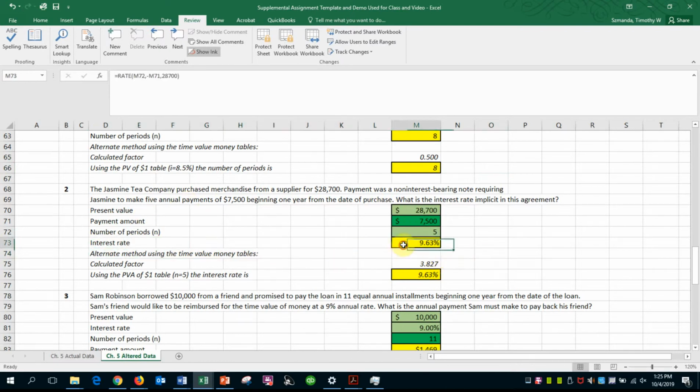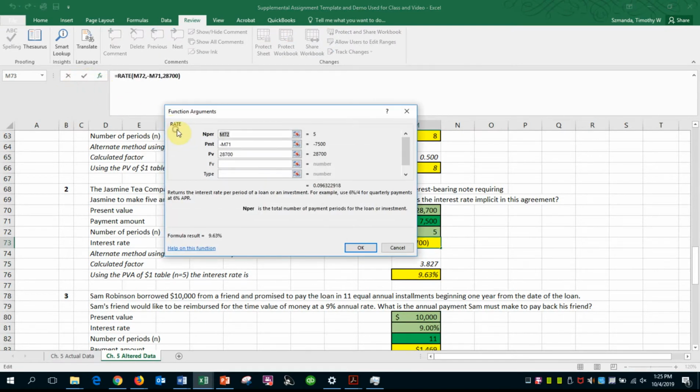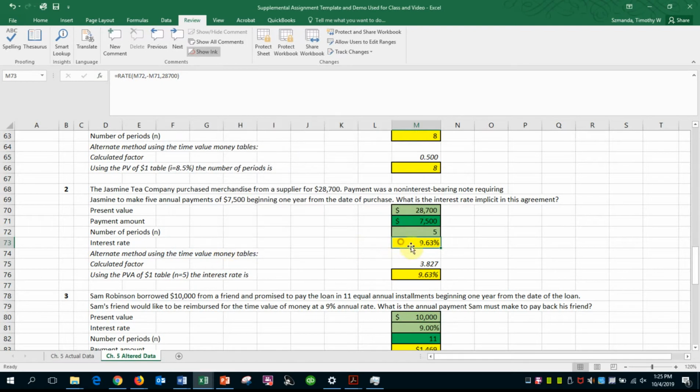So again, using Excel, there's a function called the rate function, R-A-T-E, when you're trying to find the rate. Enter the data as you have been in the past, and it'll calculate at 9.63% using my adjusted payment amount. If you're using the tables, you need to make a calculation first. In this case, you're going to take 28,700 and divide it into the payment amount of 7,500, which is adjusted, and you'll wind up with a factor to go to the tables now of 3.827.